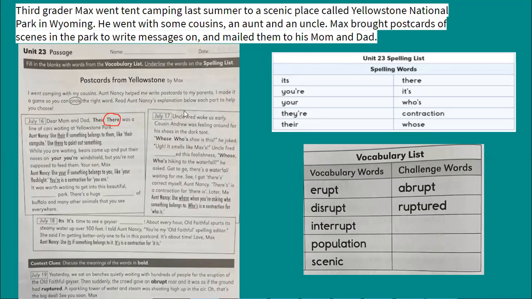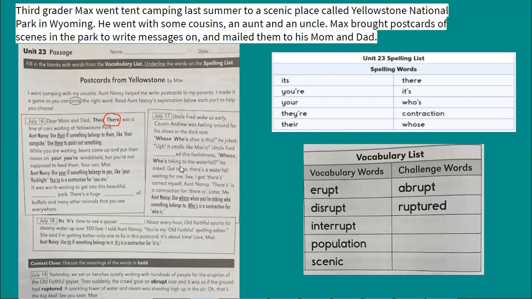It was worth waiting to get into this beautiful blank park. That's a huge blank of buffalo and many other animals that you see. July 17th, Uncle Fred woke us early. Cousin Andrew was feeling around for his shoes in the dark tent. Whose shoe is this? He joked. It smells like Max's. Uncle Fred blanked this foolishness.